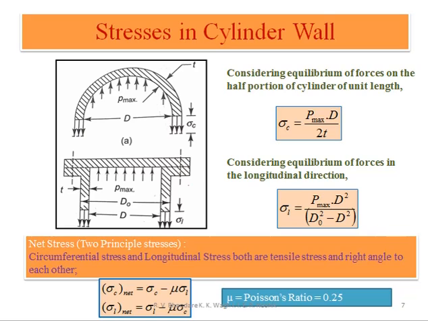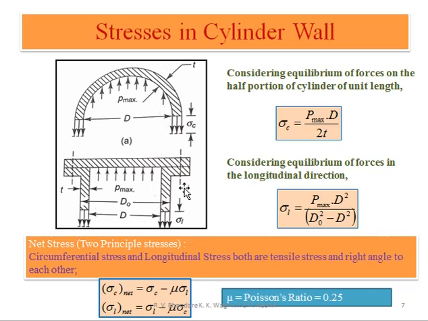It is almost similar to what we did in the case of the thin cylinder. Again we consider the equilibrium of forces, the vertical forces. In diagram A, sigma c, the downward force, is equal to the upward force: sigma c into 2t is equal to p max into d, and from this we can write the formula to calculate sigma c. Sigma c is the circumferential stress.